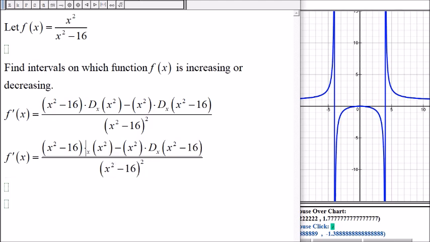The derivative of x squared is just going to be 2x. And then the derivative of x squared right here is 2x. The derivative of 16 is 0. So we get 2x minus 0, which is just 2x.